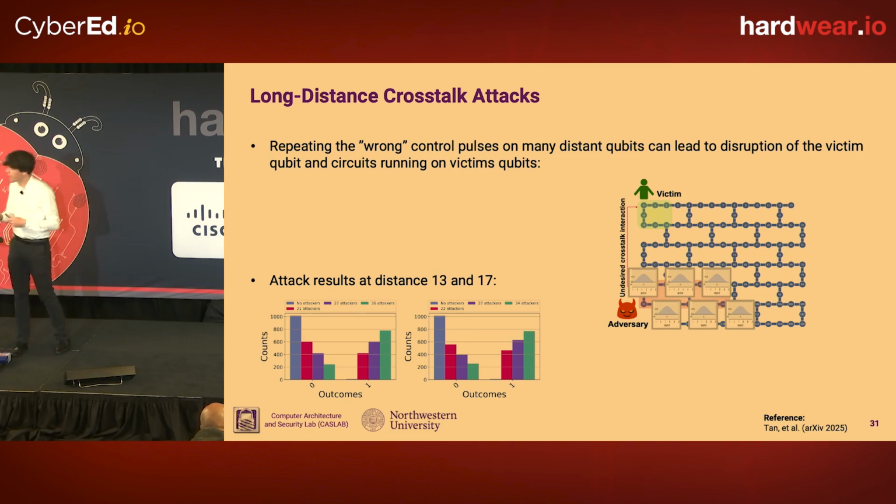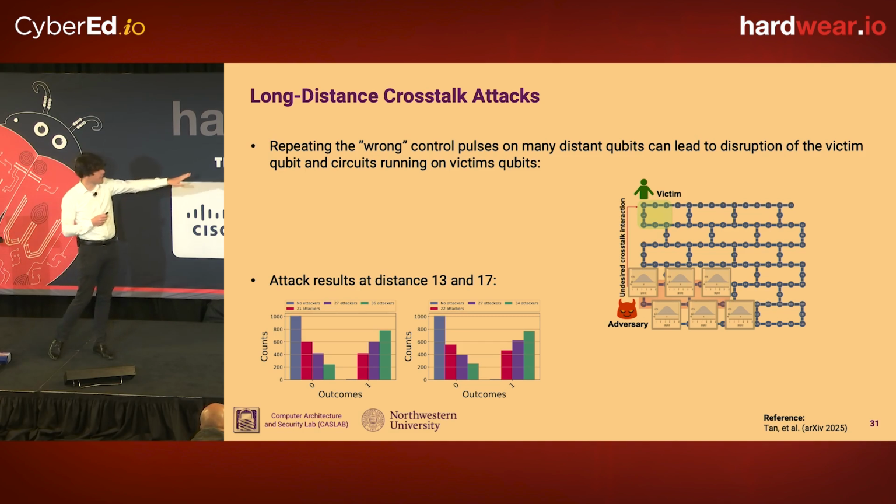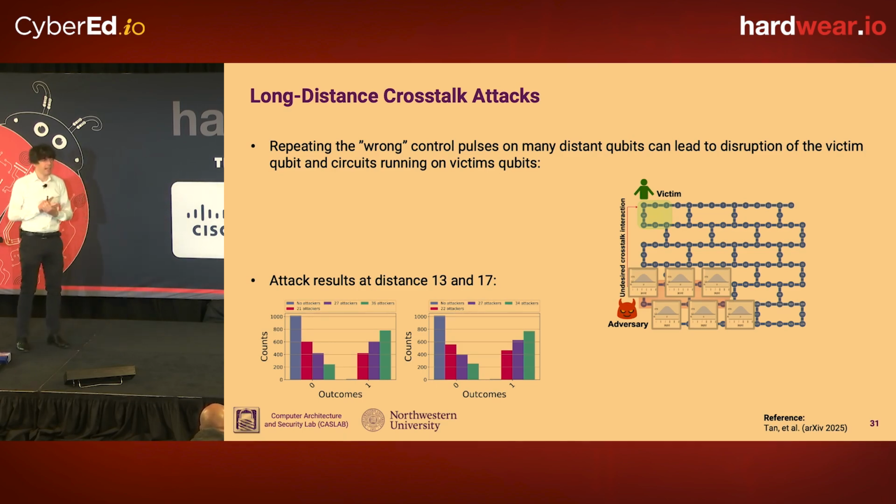So here are tables for, I believe, qubits 0 and 1, and you can see that if the attacker has like 20 or 30 qubits, which they're driving with the control pulse that's meant for qubit 0, then you can flip the state of the qubit, if you look at the leftmost line, the blue lines, from being 100% 0 to being maybe only like 20% 0. So you're able to affect the faraway victim qubits by driving them at the wrong frequency.